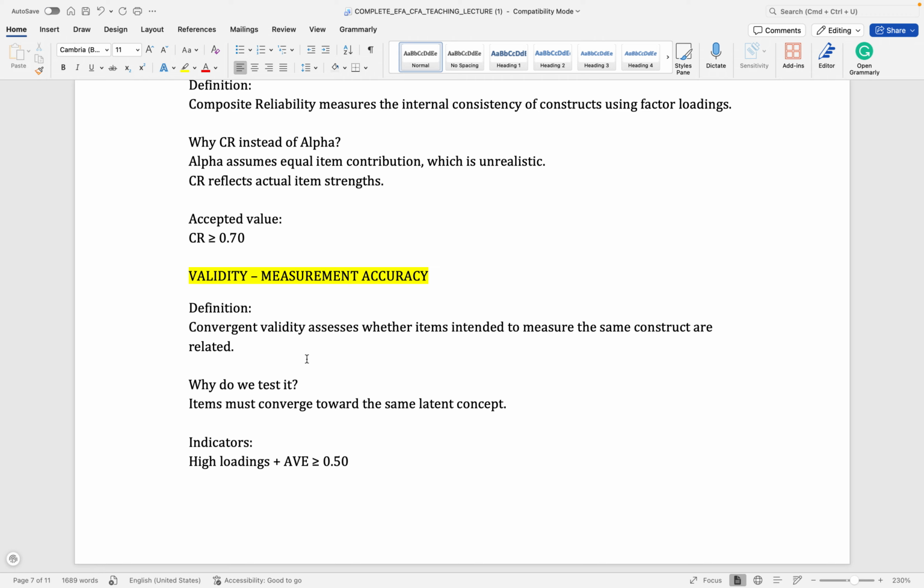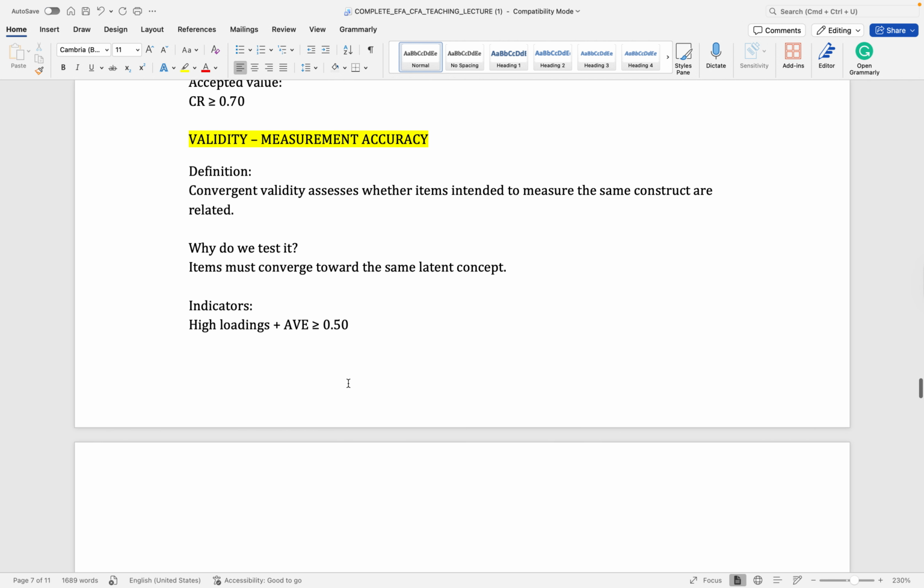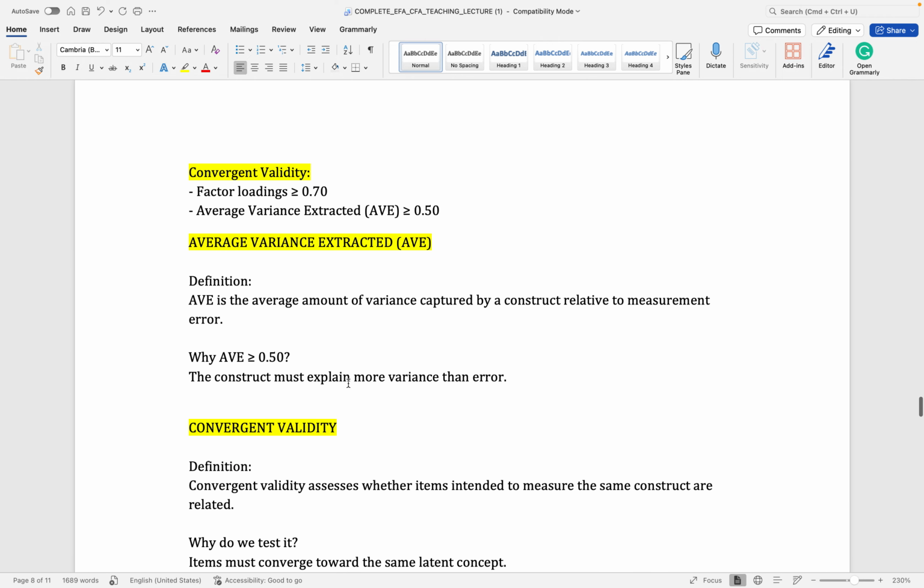We talk about the validity, measurement accuracy. So first we'll discuss the definition. Convergent validity. What is this? This assesses whether items intended to measure the same construct are related. Why do we test it? Items must converge towards the same latent concept. Indicators: high loading plus AVE 0.50.